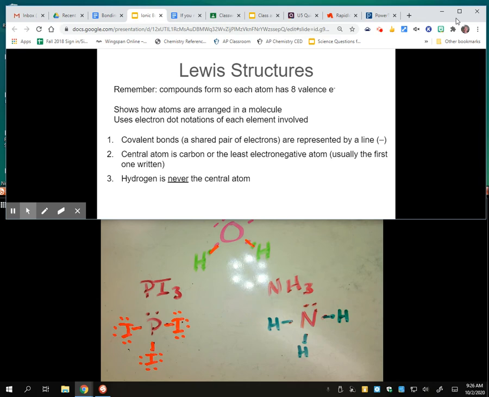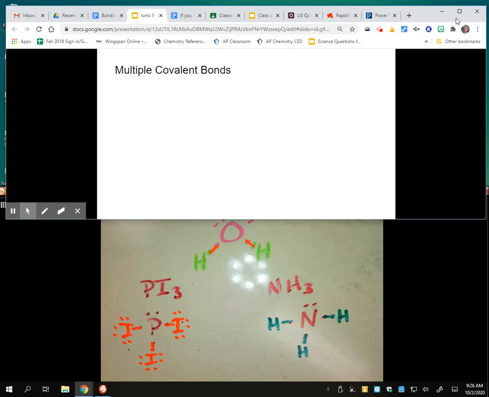Now, sometimes more than one pair of electrons has to be shared in order to satisfy the octet rule. And that's how we know we're going to need multiple covalent bonds. So what I have shown you down here are all single bonds, sharing one pair of electrons. A multiple covalent bond is where they're going to share more than one pair. And so if they're sharing two pairs of electrons, that would be a double bond. And if they're sharing three pairs of electrons, then it's going to be a triple bond.